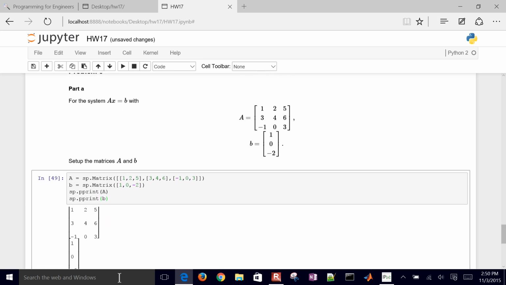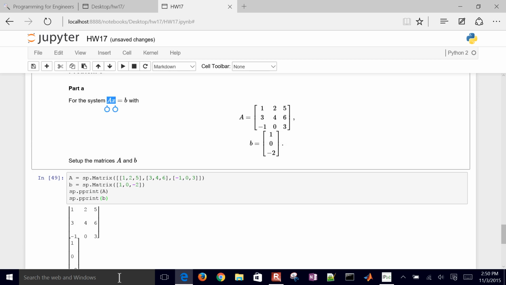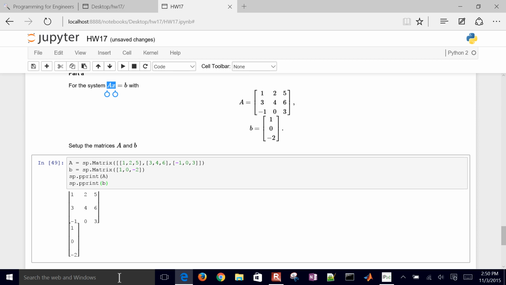Now we're going to solve this system, A times x equals B. We want to solve for x, so we have to take the inverse of A and multiply it by the left-hand side of both sides, and we'll get inverse A times B.